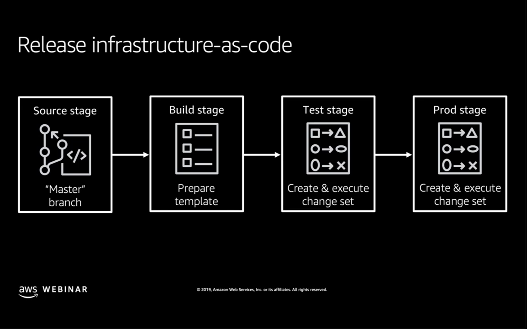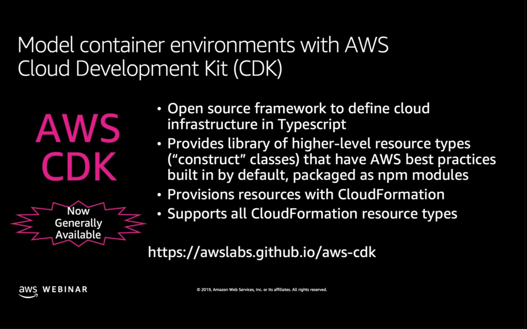So another thing that you can do is use our new CDK, or AWS Cloud Development Kit. So CDK allows you to define cloud infrastructure in TypeScript, and it provides you a library of higher level resource types that have AWS best practices already built in, and they're packaged as NPM modules. It provisions resources ultimately as CloudFormation, but when your developers use CDK, they can use far less lines of code than a traditional CloudFormation template. It also supports all CloudFormation resource types.